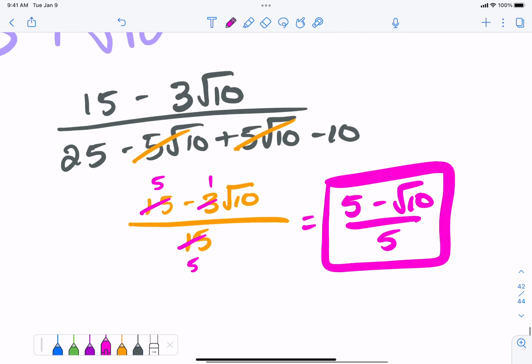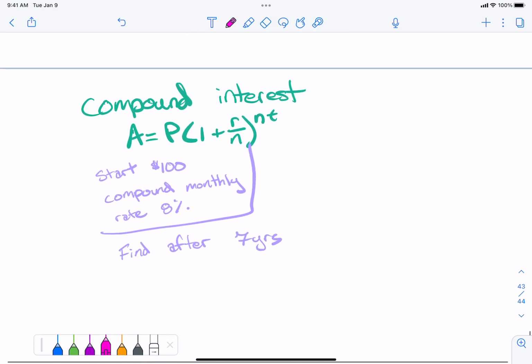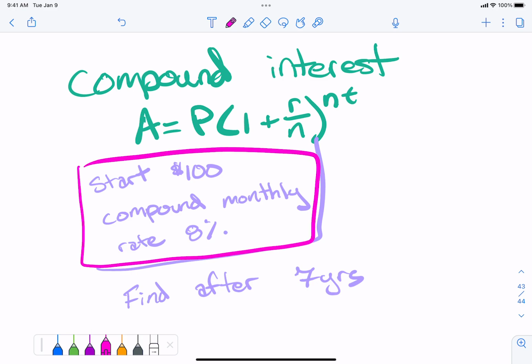Did you guys get that? Yes? Perfect. Okay, moving on. Couple more. Compound interest. There's the equation for compound interest. Here is the stuff you're given. Find A after 7 years.